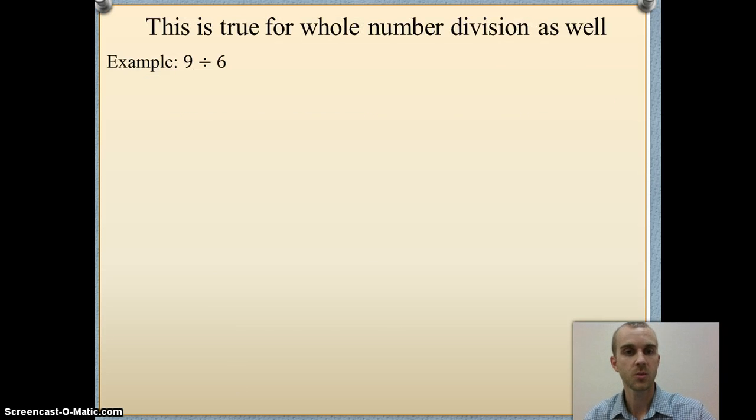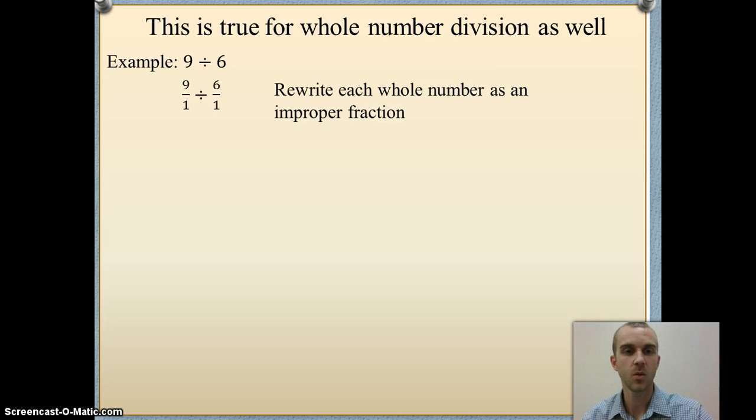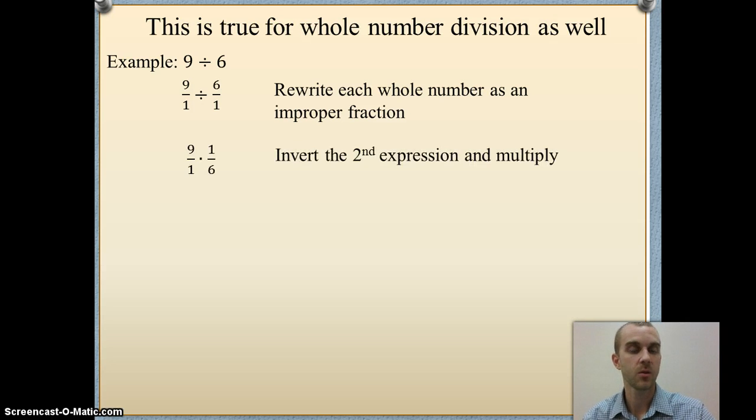This will work for whole numbers as well. All we have to do first is change them to improper fractions over 1. So 9 over 1 divided by 6 over 1. Now we multiply by the reciprocal, and we get 9 over 1 times 1/6. And we know 9 times 1 is 9, 1 times 6 is 6, and then we simplify our fraction and get 3/2.